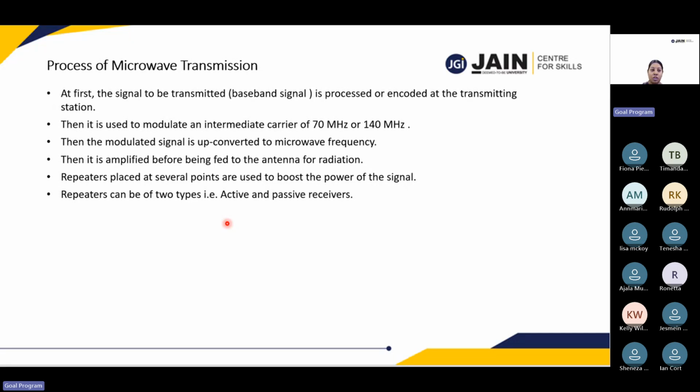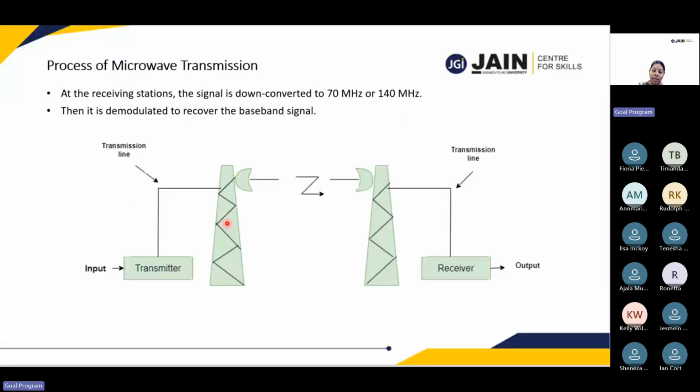Please remember these terms. At first, the signal, whatever we are transmitting, is processed. The signal to be transmitted is called the baseband signal. It is processed and encoded at the transmitting station, because this is the station using which we are transmitting the data. This is a transmitter and this is called the transmitting station. So the baseband signals are being processed and encoded.